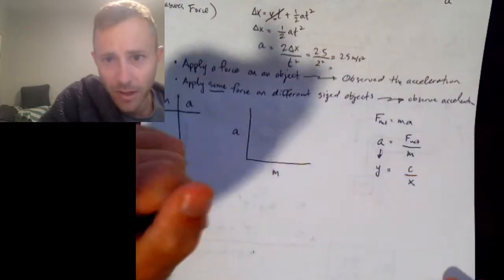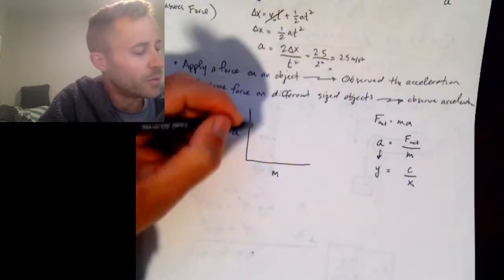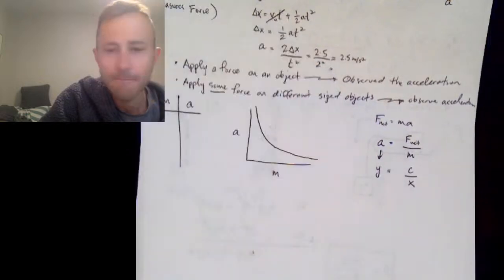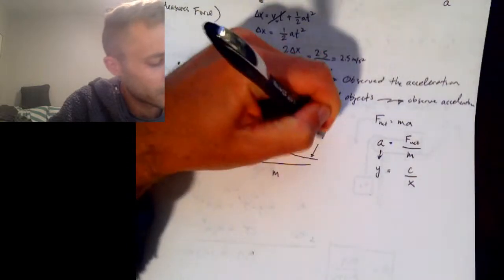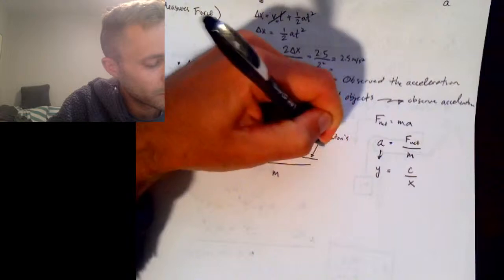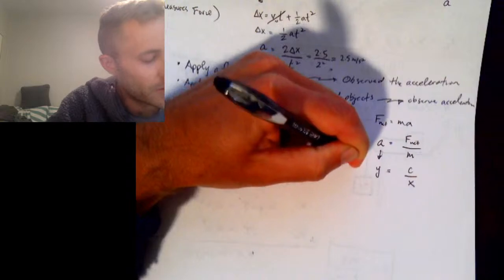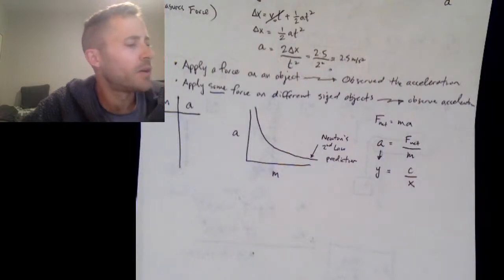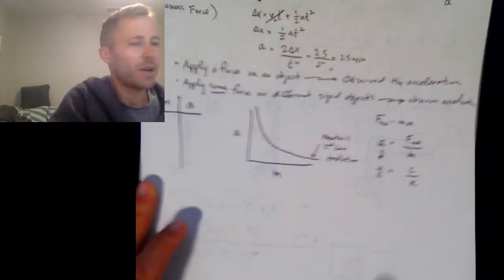So you can try and type that into a graphing calculator. If you type in y equals a constant over x, you will see that the graph looks like this. This is the Newton's second law prediction, and your data hopefully would look something like that. So these are two examples of experiments that we could use to verify Newton's second law.